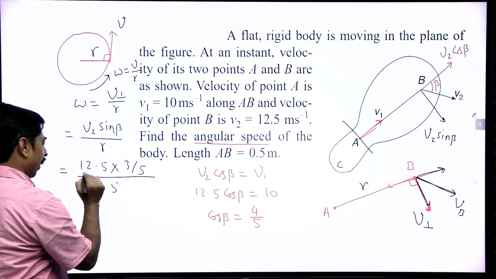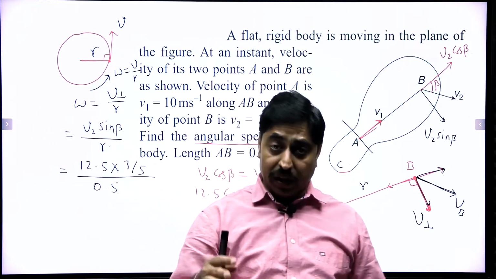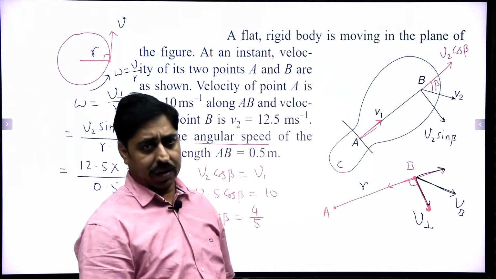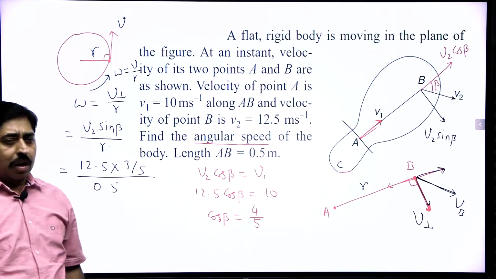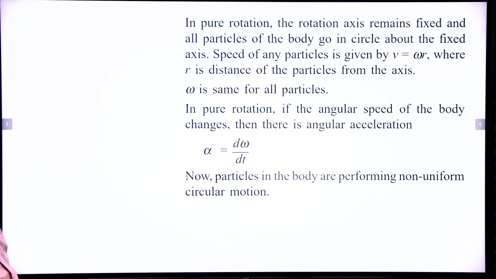So that many radian per second will be the angular velocity of point B with respect to A. It means this is the angular velocity of this rigid body about any point, in fact. Okay, I hope you have understood this.